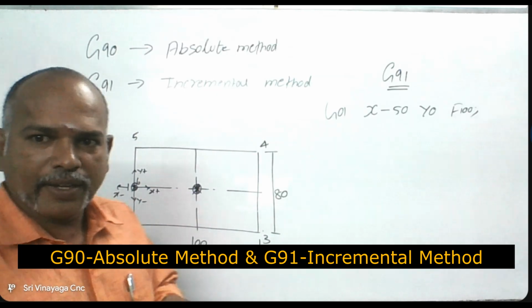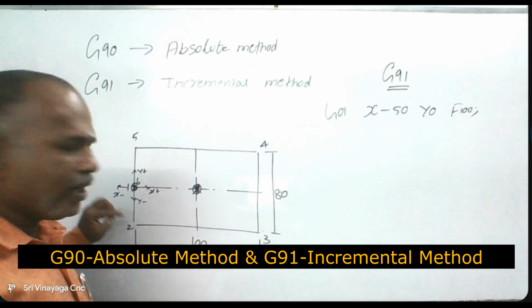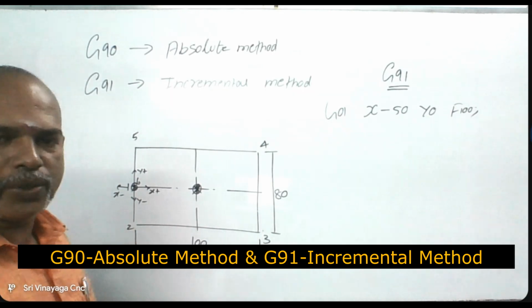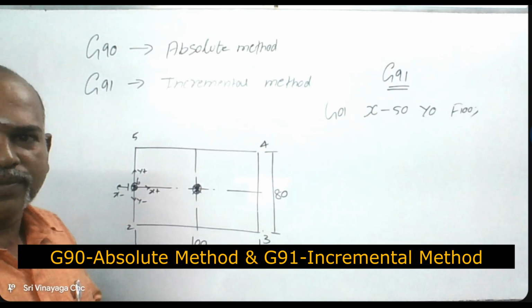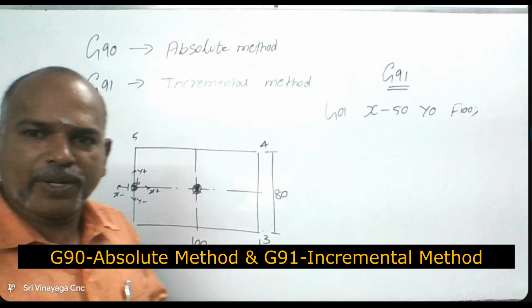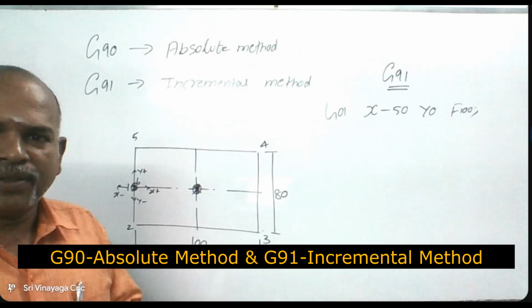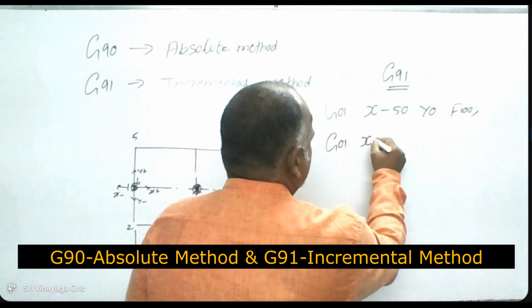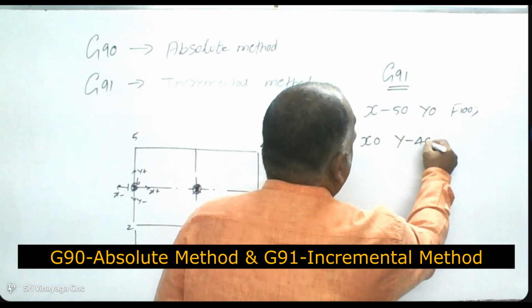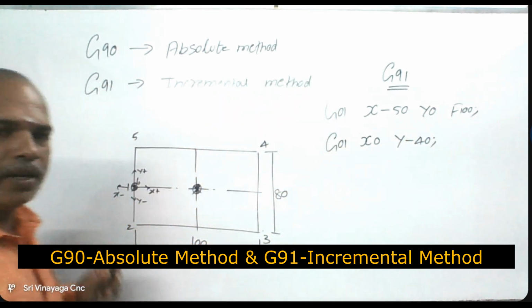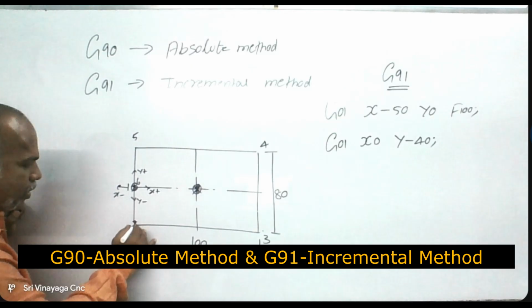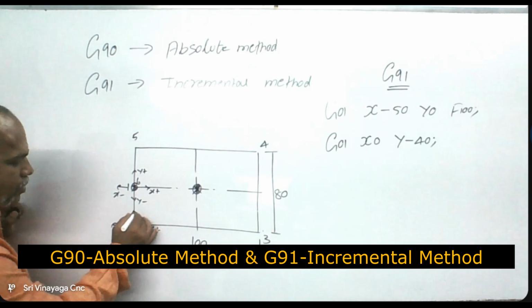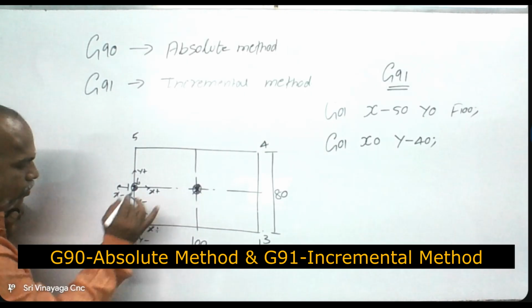Now from here to here, we should take two values. X is going to be 0 and Y is going to be minus 40. Now, this portion is 40.